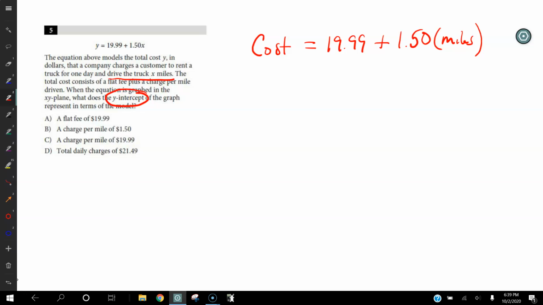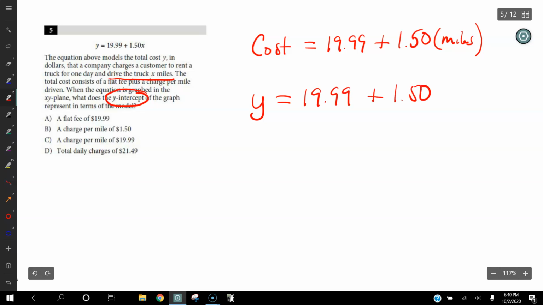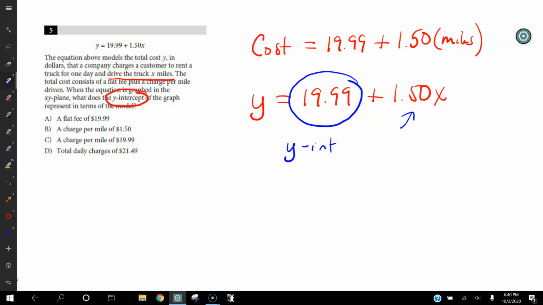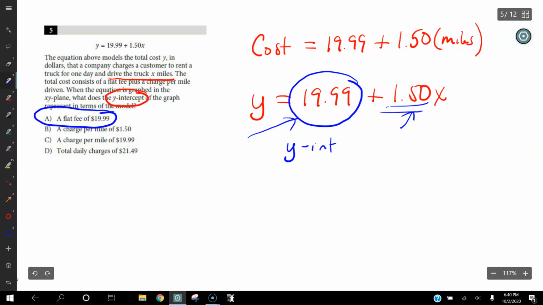So, when you look at your equation, we have y equals 19.99 plus 1.50x. It's a little bit backwards from normal, but remember, this number is the increase or decrease. This number is our starting amount, or our y-intercept. So if we're talking about renting a truck, this must be some sort of flat fee. It's not based on miles. This number is based on miles. This number is the flat fee. So the correct answer here is going to be A.